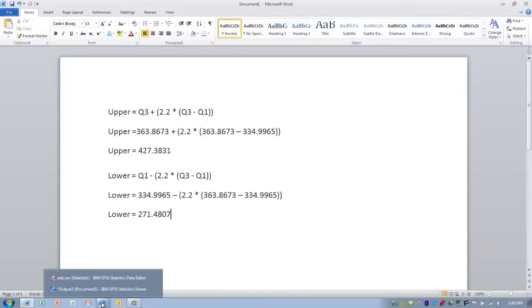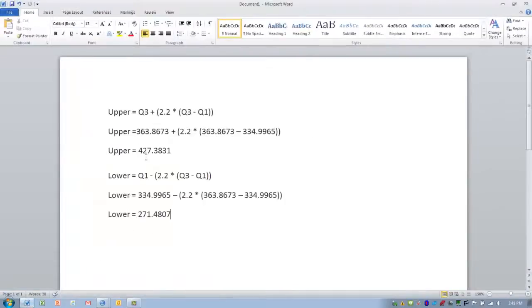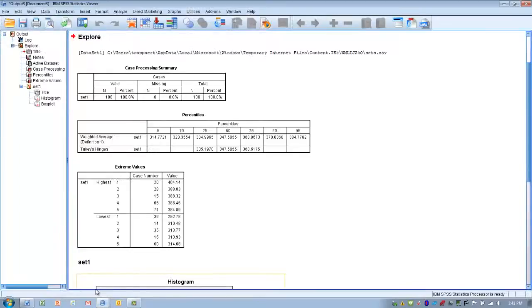So now we will go back to our output and look at this table, which identifies the 5 highest scores and the 5 lowest scores. We can use these values to determine if any of them are outliers. So again, our upper value is 427 and our lower is 271. As we look at the output here, we can see we don't have any values above 427 and we don't have any values below 271, which is exactly what I expected to happen because this data was set up to be normal, so there should be no outliers.